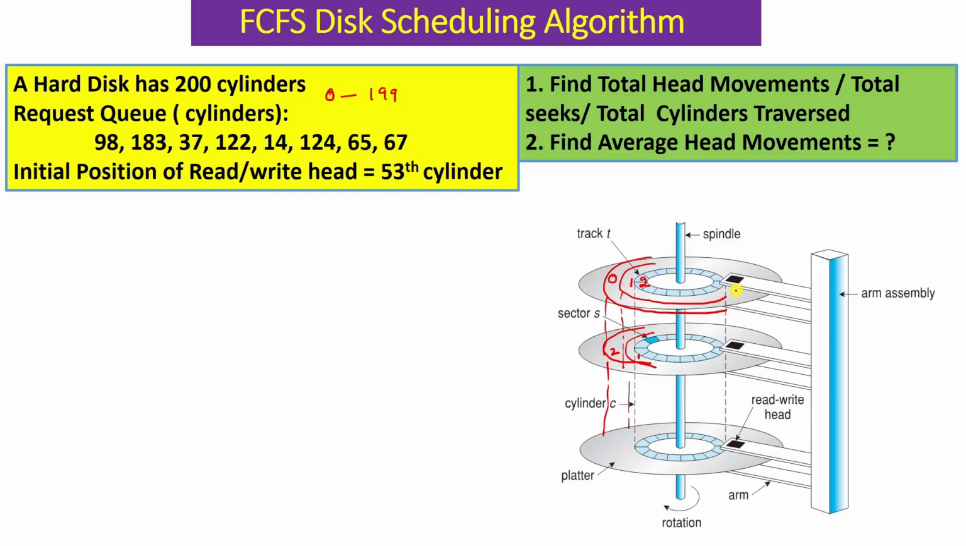So let's say we have the 53rd cylinder, and the 53rd cylinder has the read write head. Now it will go to 98, then it will go to 183, and so on. So this is the thing. Now let's see how the FCFS algorithm will be applied to this question.